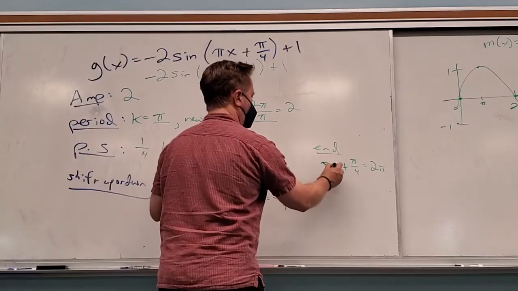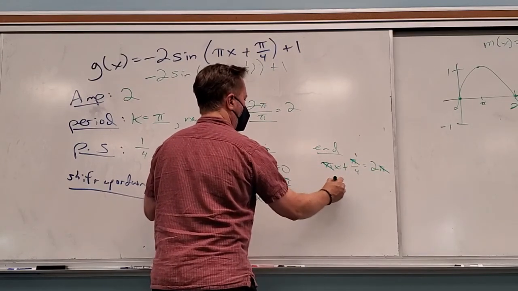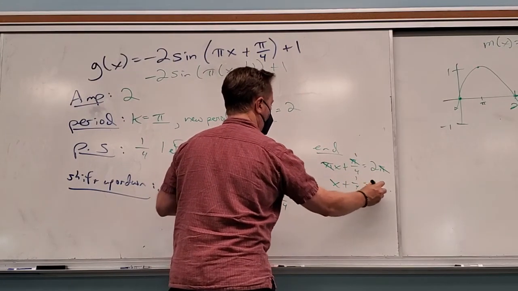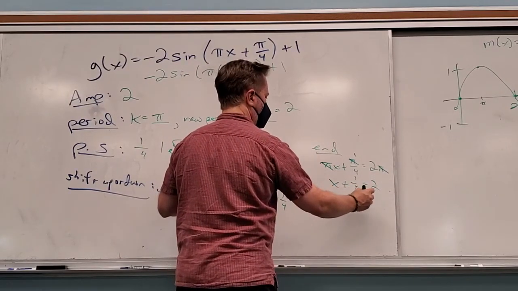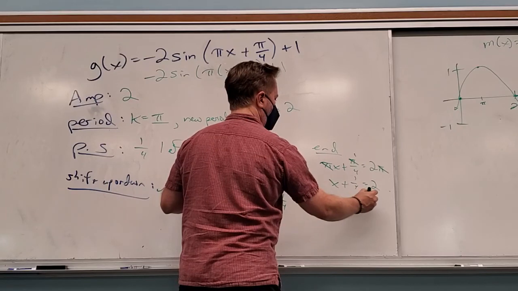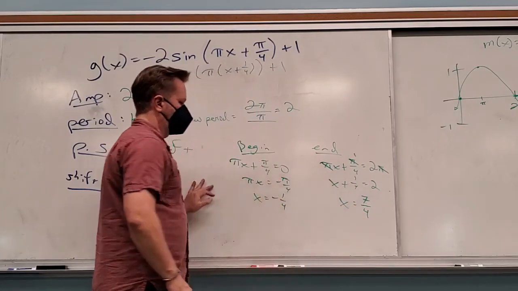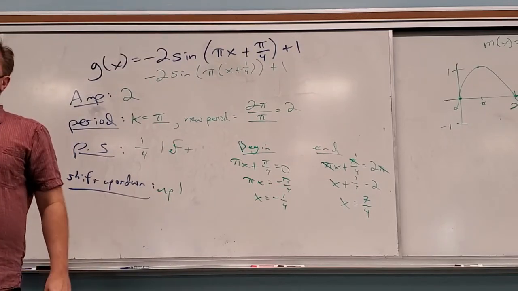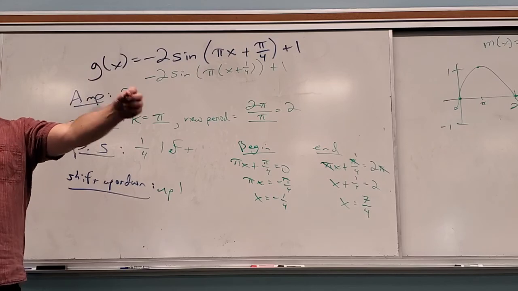First thing I'll do here is just kill the pi's, right? Is that cool? I'm going to kill the pi. So I get x plus 1/4 equals 2. So x equals 2 minus 1/4, seven fourths. So I'm going to start at negative 1/4 and end at 7/4.